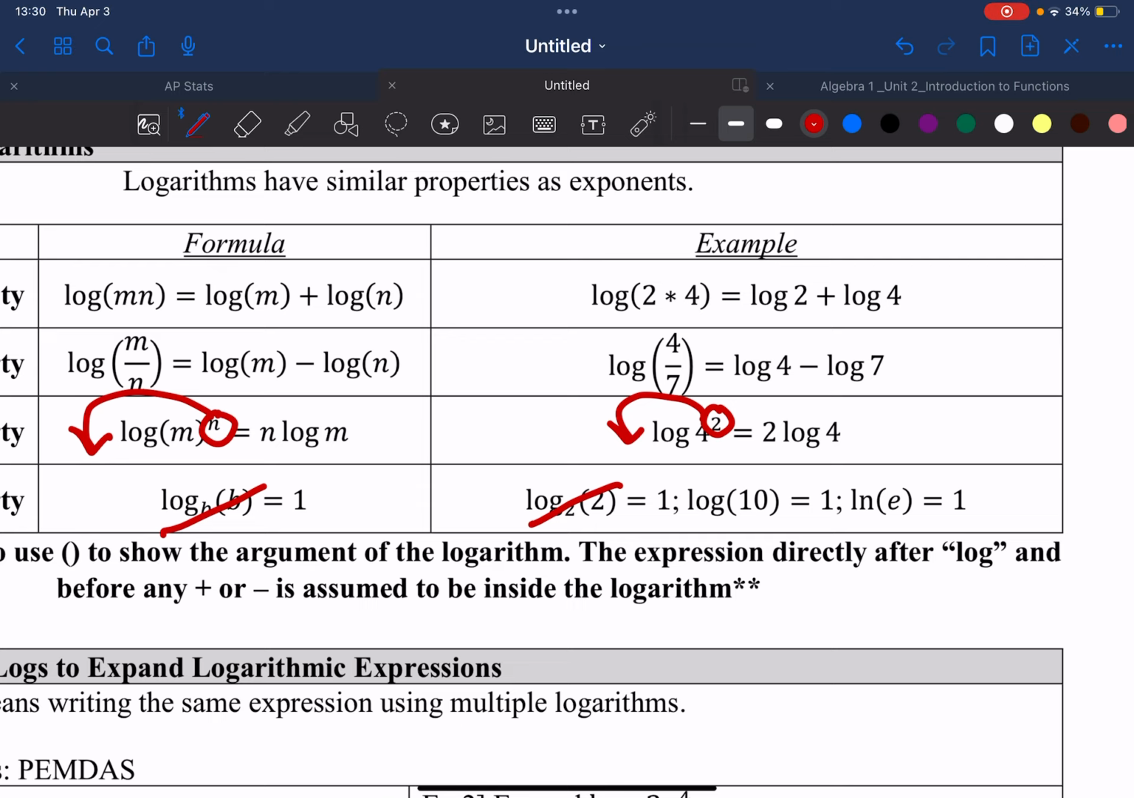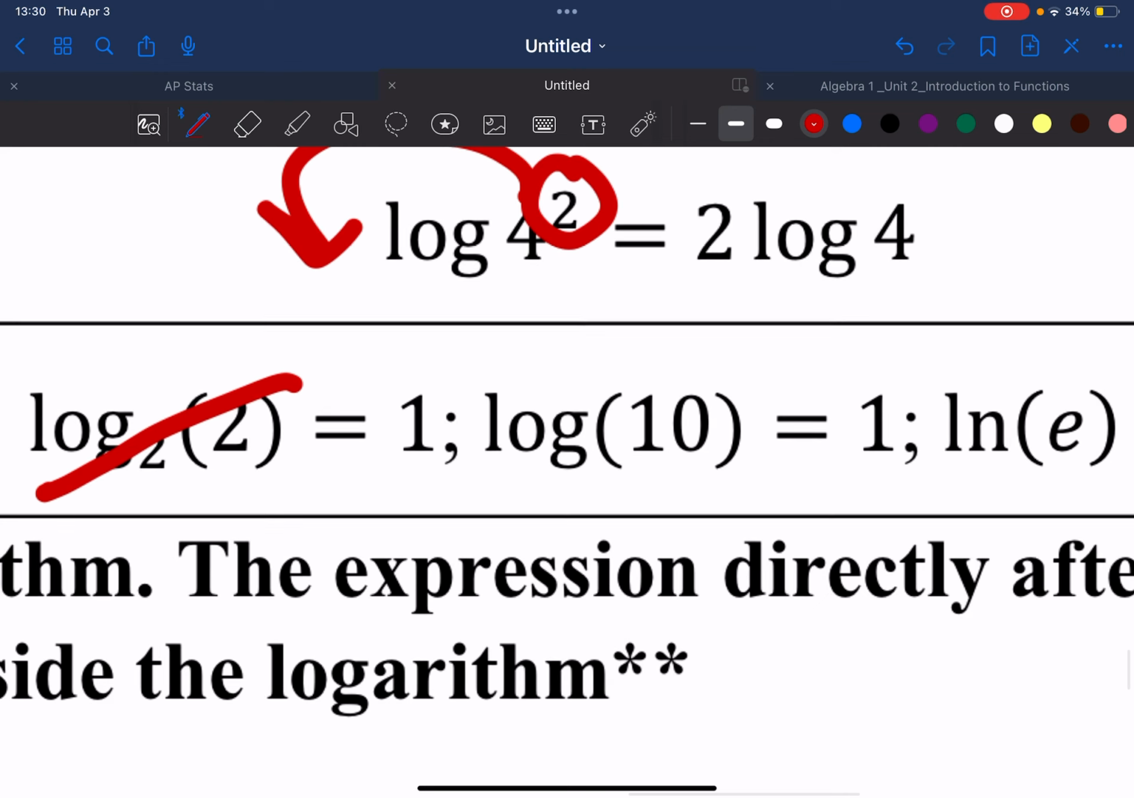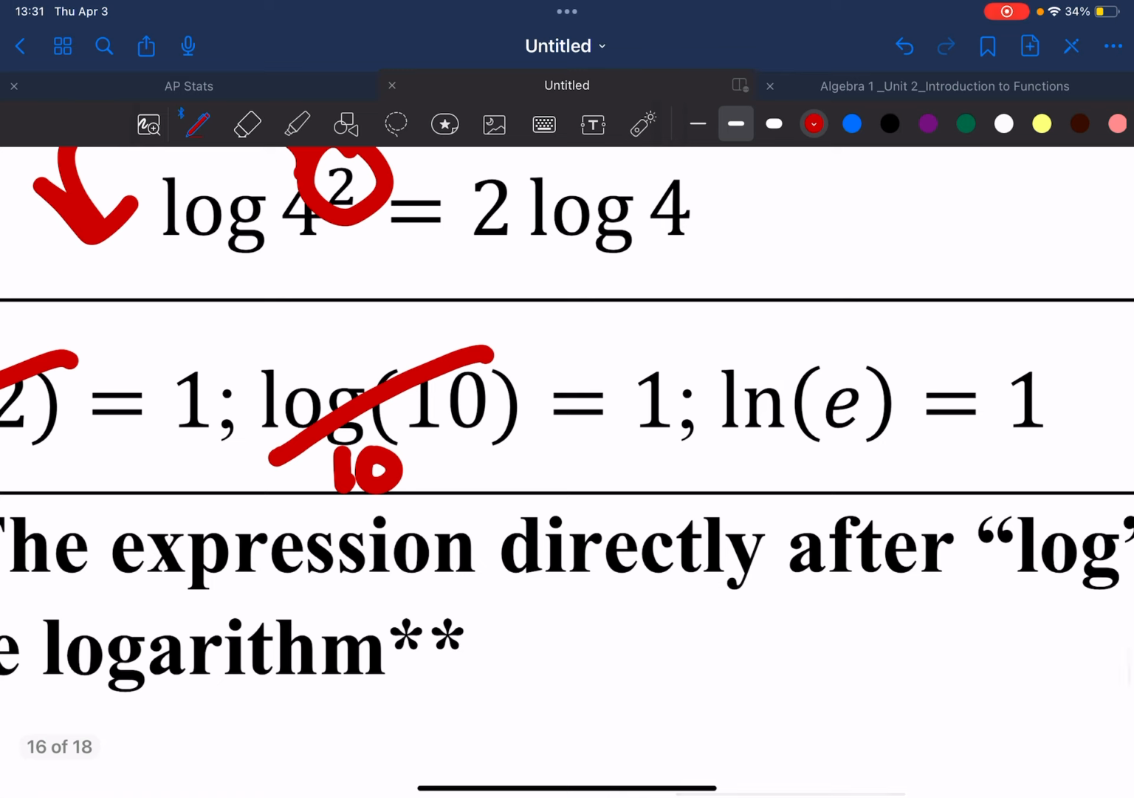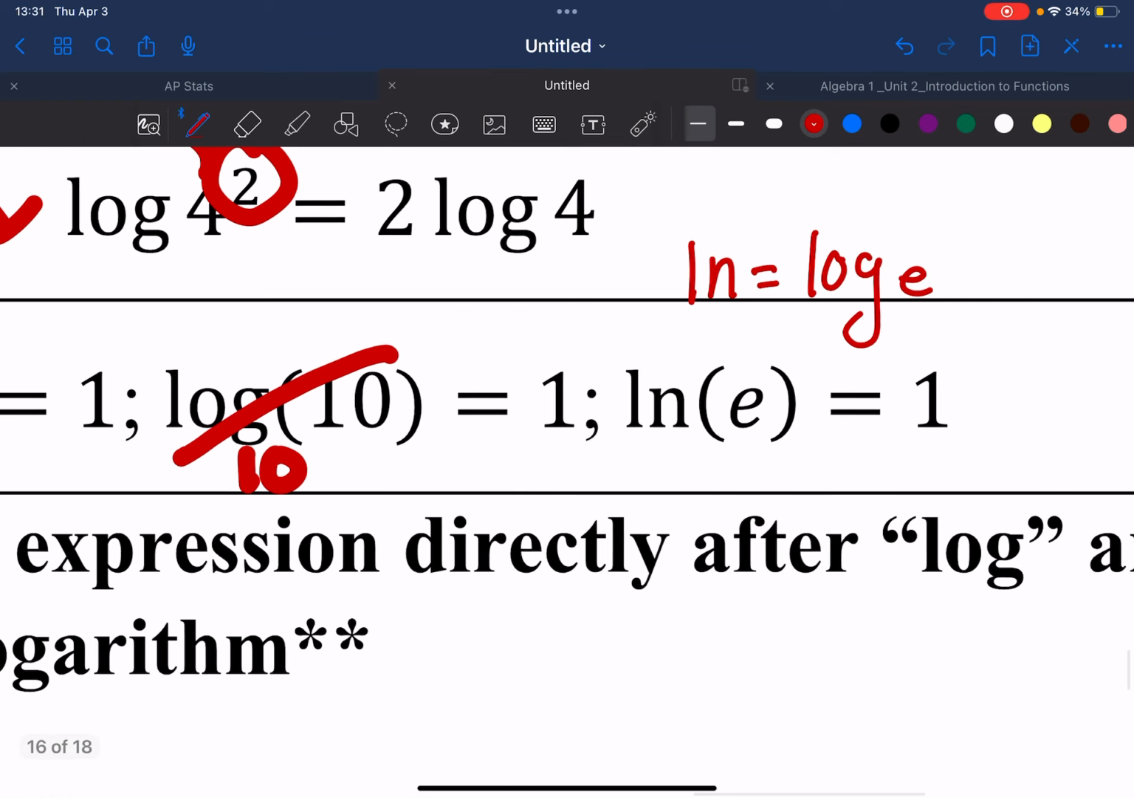Then we have log of 10. Well, remember, if we don't see a base here, we assume the base is 10. So that means log base 10 of 10 cancels out, and we're left with 1. And then we have natural log of e. Well, remember that natural log is the same as saying log base e. So that means here we have log base e of e, which means we have the same bases and they cancel out. All you need to remember is that natural log always cancels e, and e always cancels natural log.